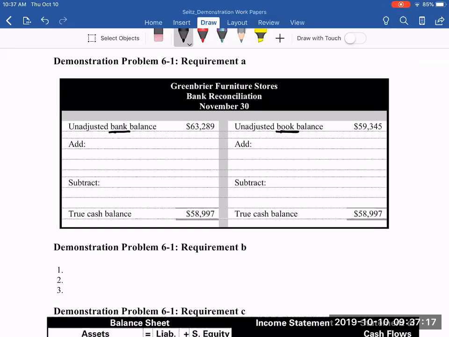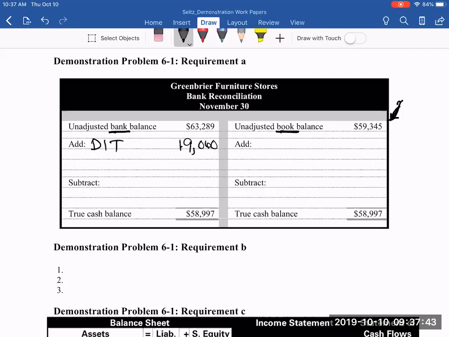Now there are certain things that we add to the bank side, certain things that we subtract from the bank side. So the very first thing that I always remember to add to the bank side are those deposits in transit. And if you remember, that total is $19,060, and that's because it's already recorded in this number. It's already recorded in the $59,345, but it's not recorded in the unadjusted side. So we don't need to add it over here to this book balance because it's already in that number, but the bank does not show it.